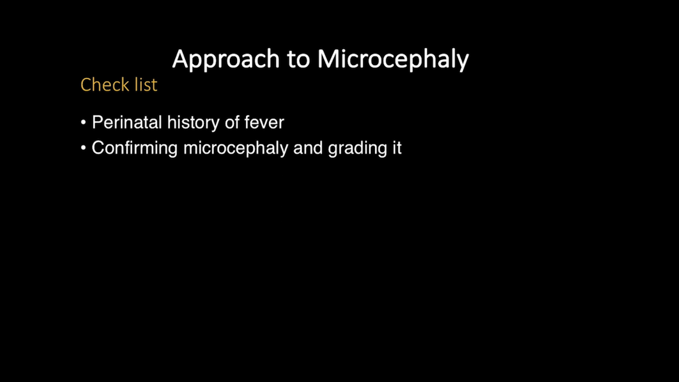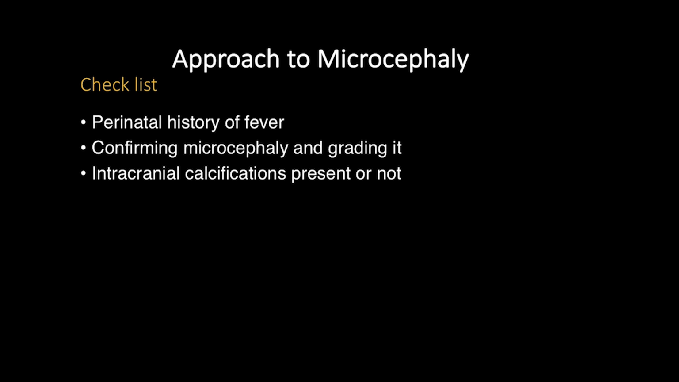So, what are the things you need to see in microcephaly? Perinatal history of fever, that gives you a clue. This patient has perinatal history of fever a couple of times. That helps us to look into an infectious cause, and confirming microcephaly and grading it. As we have discussed, intracranial calcifications are a very important clue. That is a very strong clue towards infection.